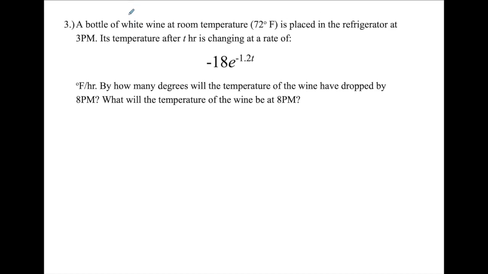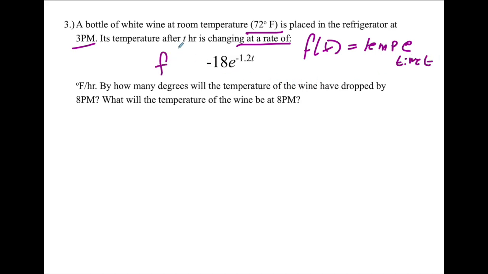A bottle of white wine at room temperature is placed in the refrigerator at 3 p.m. Its temperature, t hours after, is changing at a rate of... So essentially, suppose f of t is the temperature at time t. This is the derivative, the change in Fahrenheit per hour. How many degrees will it drop by 8 p.m.? What will the temperature of the wine be at 8 p.m.?